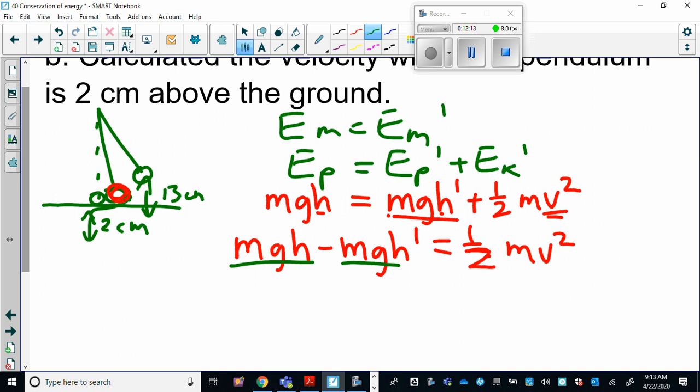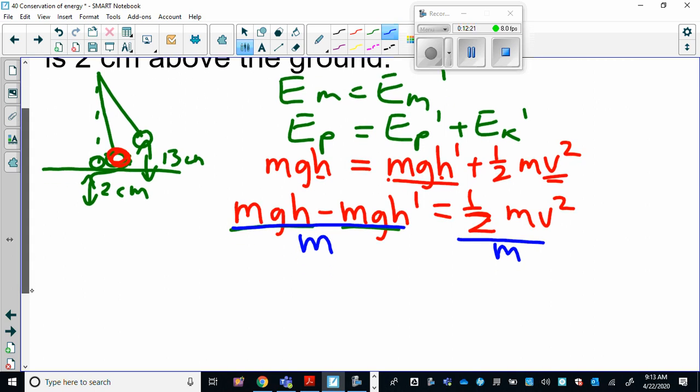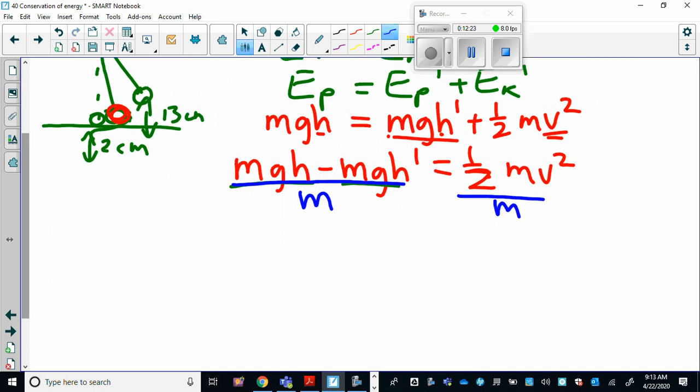Let's do that. Divide this side by m. Divide this whole thing by m. Now, here's something that's an interesting part of this question. Because there's an m here, here, here, and here, these m's actually do cancel each other out. So this m cancels this one, and this m also cancels this one.